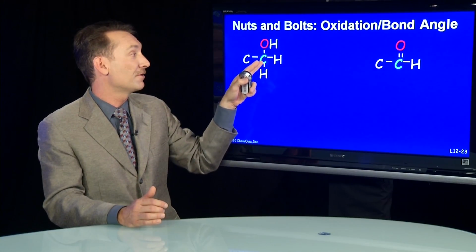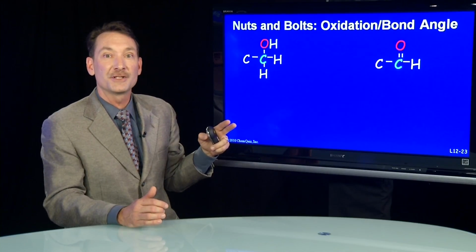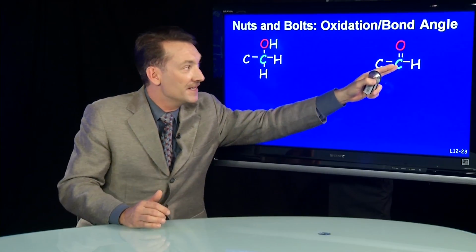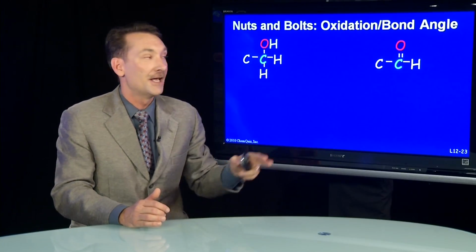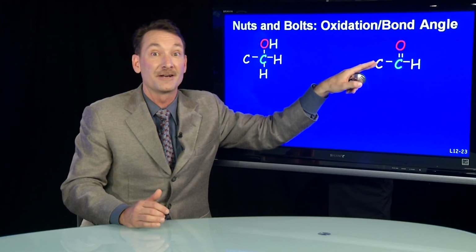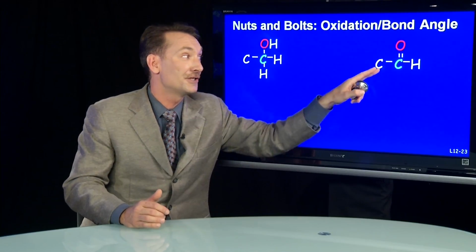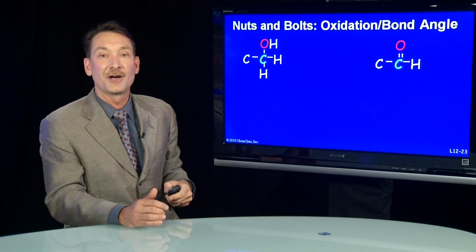So the steric number here around this carbon, 1, 2, 3, 4. That carbon has to accommodate 4 things. This carbon has to accommodate 1, 2, 3 things. Now again, it's not the number of bonds, it's the number of things bonded to that carbon. An oxygen, a hydrogen, and a carbon. This has 2 hydrogens, an oxygen, and a carbon.